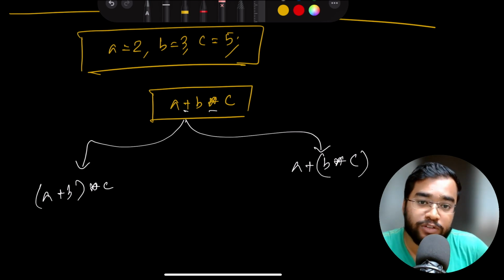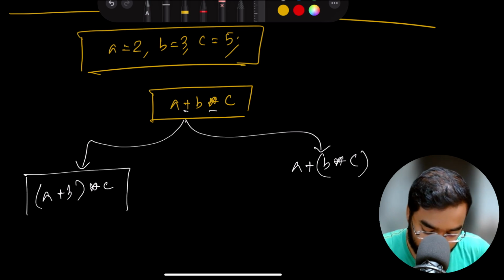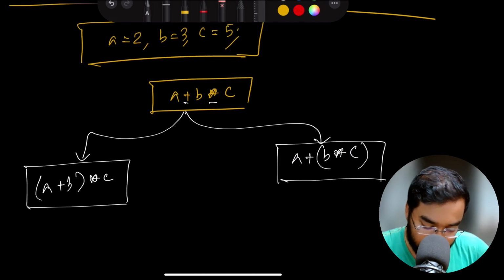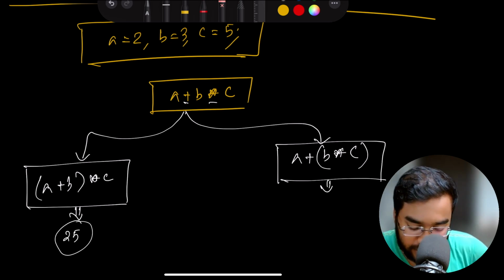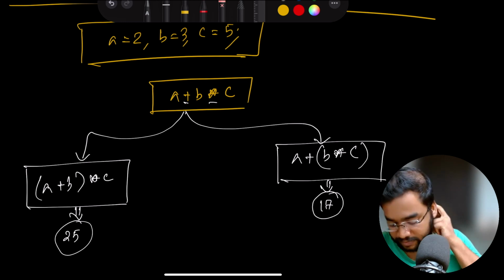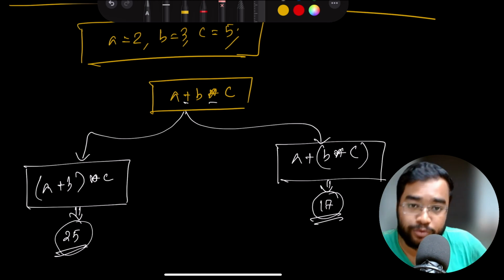Which one would be evaluated first? That's a matter of conflict, isn't it? That's a matter of confusion actually. So to avoid this kind of ambiguity, you need to understand which one should be evaluated first. And you need to see this also. A plus B whole asterisk C means 2 plus 3, that means 5 into 5 is 25, whereas here it is 3 into 5 is 15, and then 15 plus 2 is 17. So there are two different outputs. So which one would be correct? That's the main thing we need to understand.